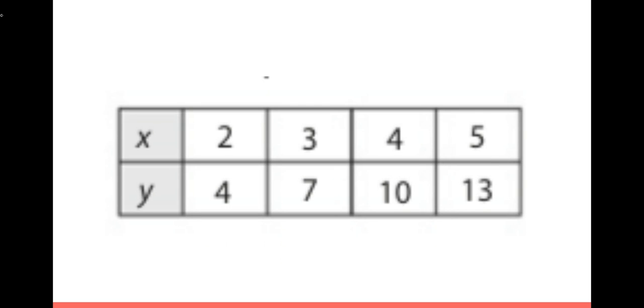Just another table. So we're going to look at change in y over change in x. So 4, 7, 10, 13. I'm increasing by 3. 2, 3, 4, 5. I'm increasing by 1. 3 over 1 is a slope of 3. Change in y over change in x.